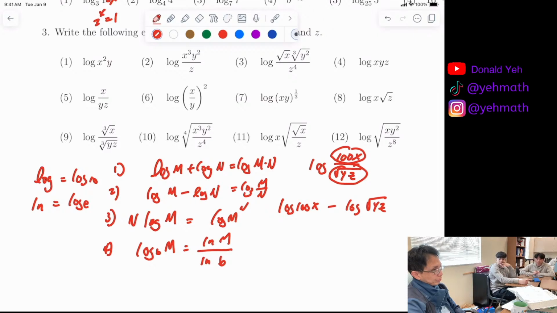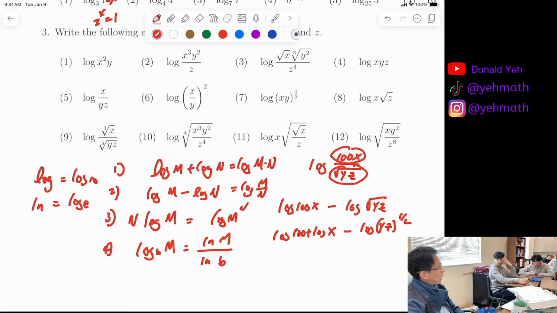Now, that's going to be square root yz. Now on the left here, it's going to be log. This is 100 times x, right? So it'd be log of 100 plus log of x. Would you agree? Because of times. Is that okay? Minus log of yz to the 1/2 power, because square root is 1/2 power.